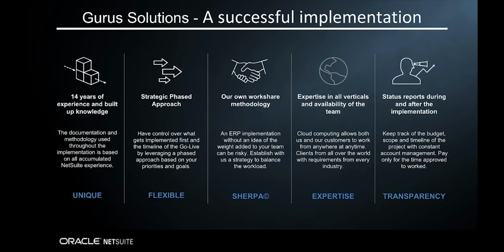Now that we discussed the process, let's look at the recipe for a successful implementation of an ERP system. At Gurus, we have a unique process. It's been built over 14 years of experience and built up knowledge. This shows through the documentation and methodology used throughout the implementation. In order to be flexible, we'll also provide you with a strategic phased approach. That way, you'll get the control of what's implemented first based on your priority or your timeline.